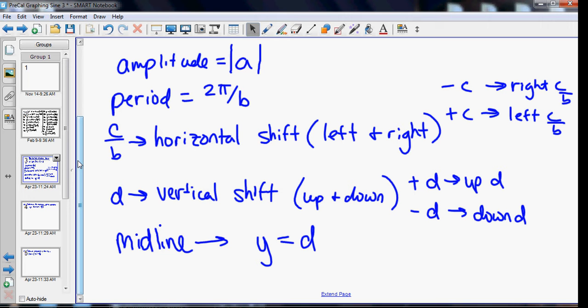Okay, now let's put all this together and see if we can look at an equation and describe all these things. So to determine the amplitude, the period, and the shifts for this equation.